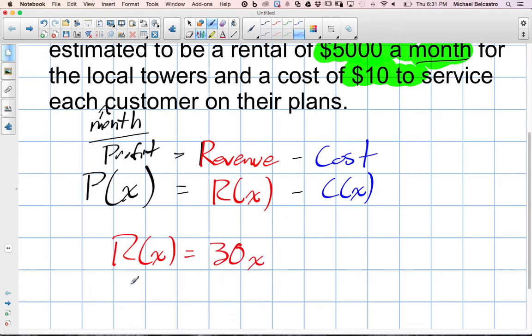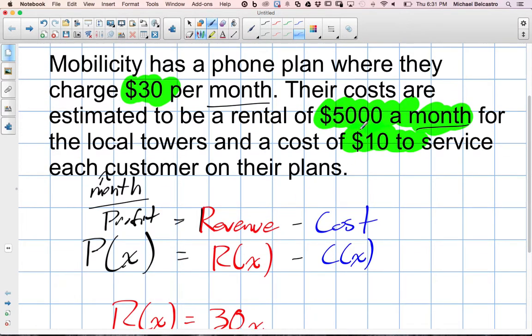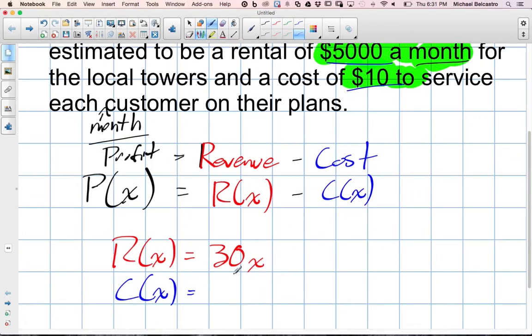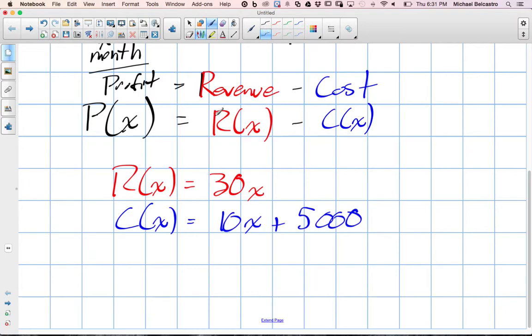Okay. Cost function, it's a little more complex. They have a monthly fixed cost of $5,000. Okay, and they have a variable cost of 10 per customer. So how would I write that as a function? Do you know? Similar to the revenue, they're going to be charged 10 per customer, okay? Plus they're being charged another $5,000 every month for the rental of those towers. Okay, so here are our two functions together, which means to now build our profit function.